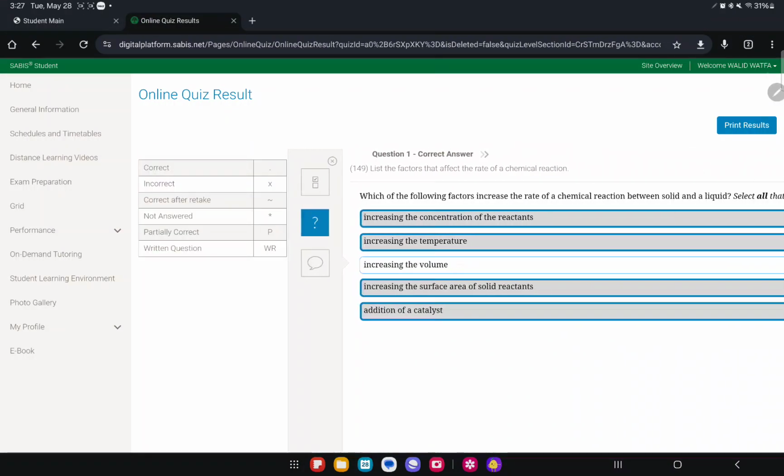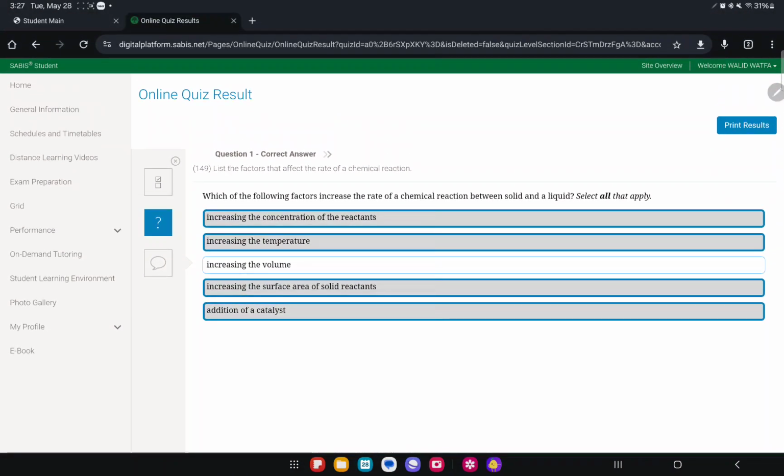Okay, this is term 3, week 7 Chem. It's pretty easy, it's all like memorizing stuff. Question 1, which of the following increase the rate of reaction between a solid and liquid? Obviously, increase concentration of the reactant, increasing temperature. Remember, when you increase temperature, it increases kinetic energy. There's going to be more reaction rate.